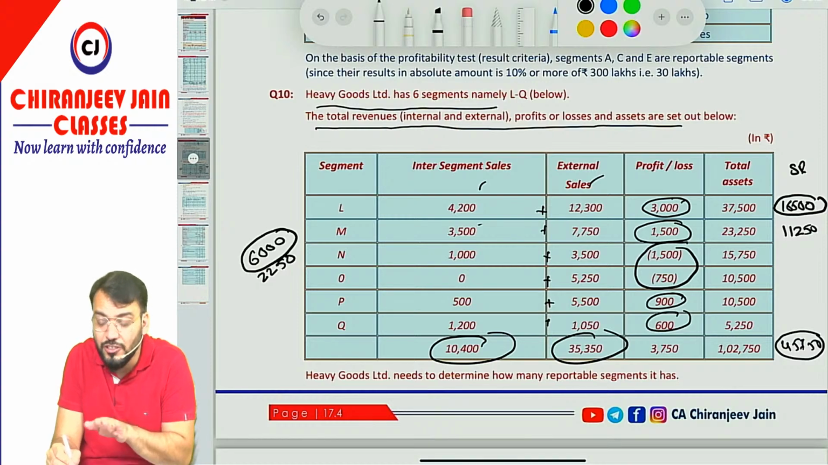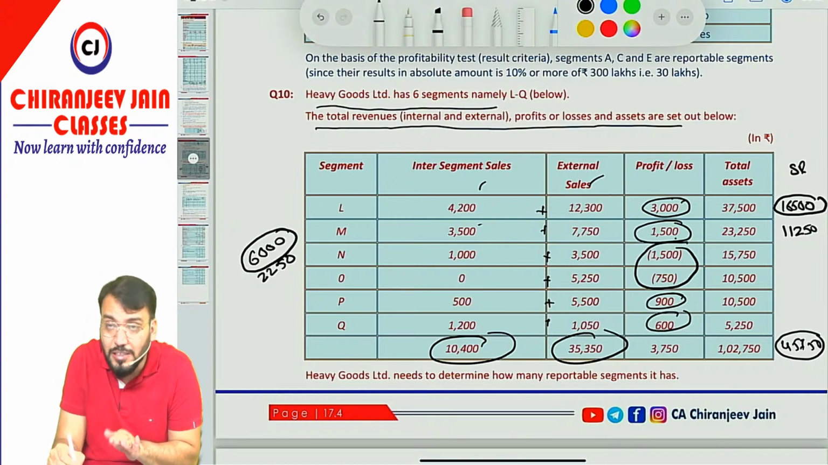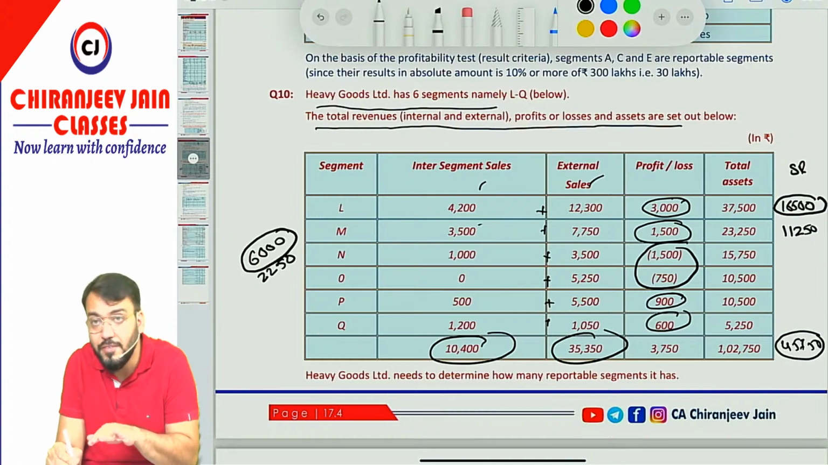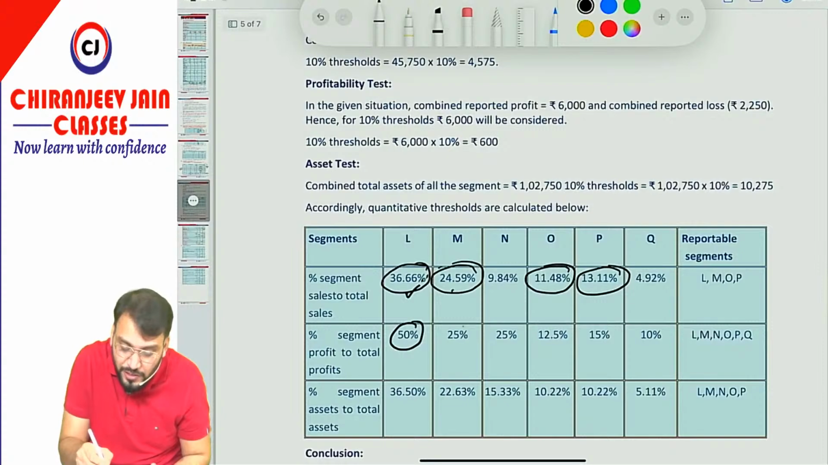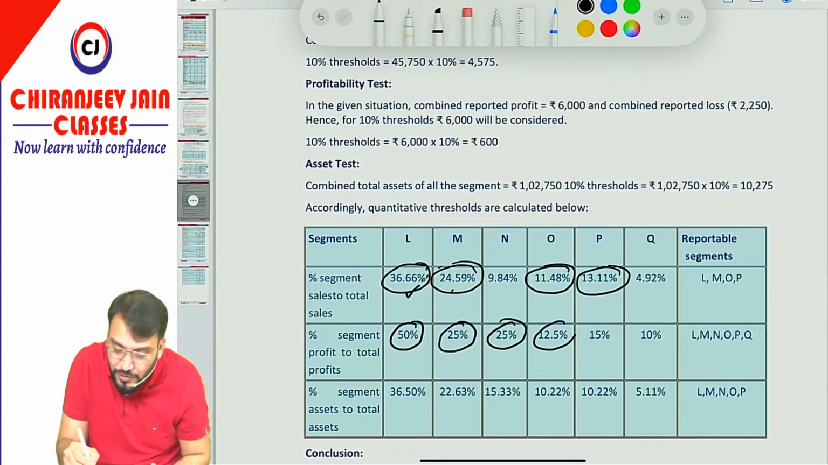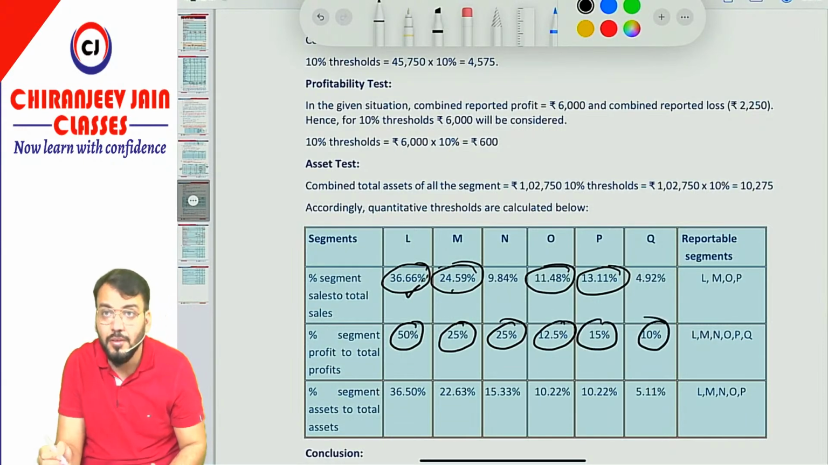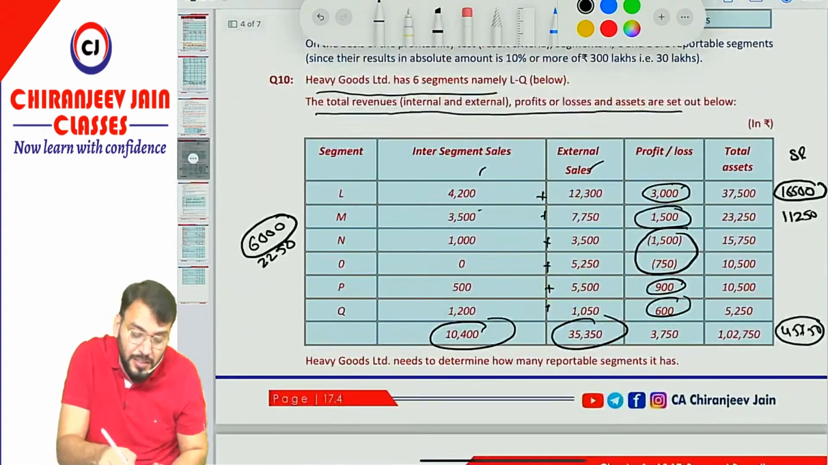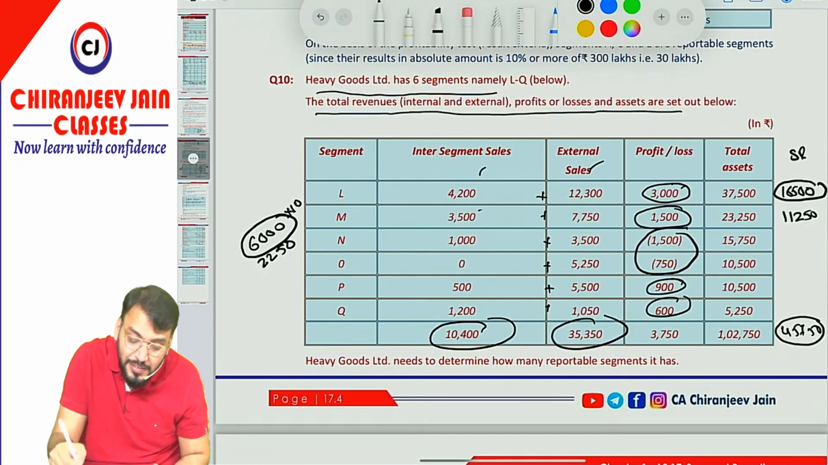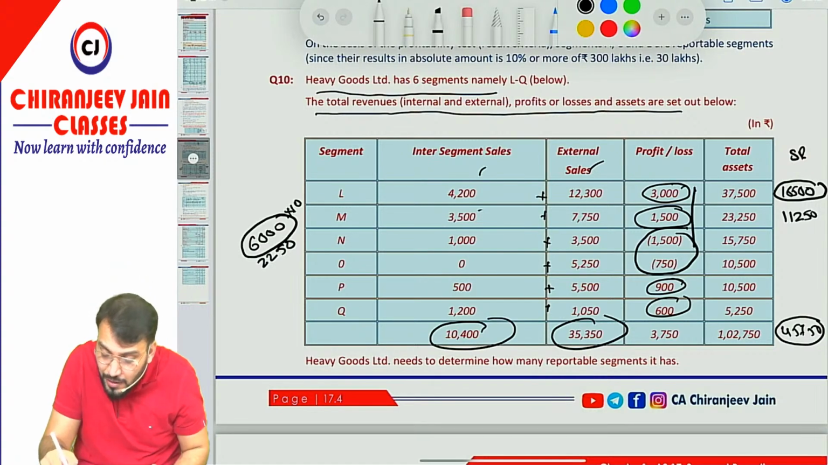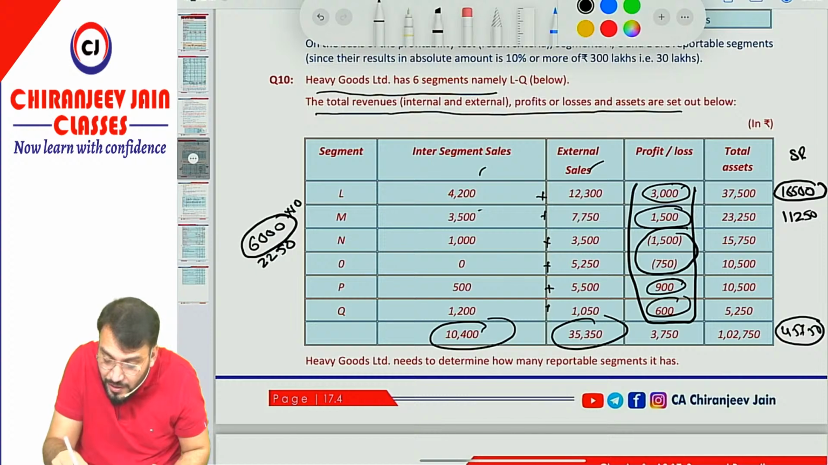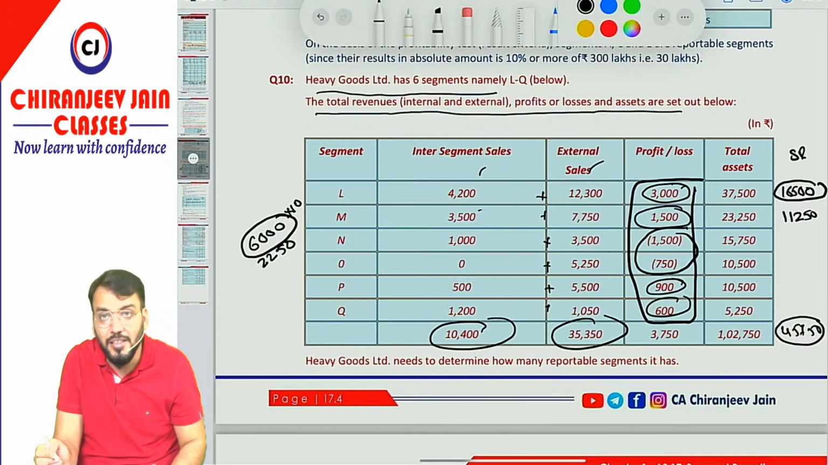Now find out segment result in terms of 6,000. Means compare with 6,000. 3,000 divided by 6,000, 1,500 divided by 6,000, and find out this percentage. So this percentage you will find out. This is reportable, this is reportable, this is reportable, all are reportable. Or you can do it this way: 6,000 into 10%. Now any result which is equal to or more than 600 is reportable. So you can see all are equal to or more than 600. So that is reportable. Understood? You can do it that way.